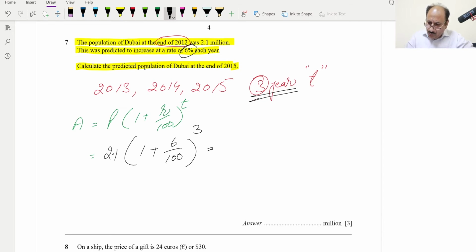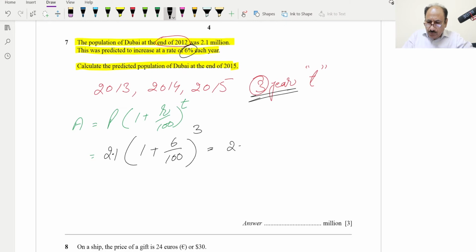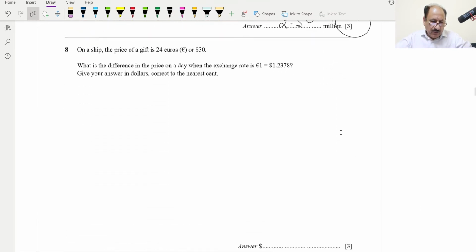So this will be equal to 2.1 into 1 plus 6 over 100, raised to the power 3, and this will be equal to 2.50. This will be in millions, so we can write the answer as 2.50 million, and this is 3 marks. Very straightforward, easy question, which we are done.